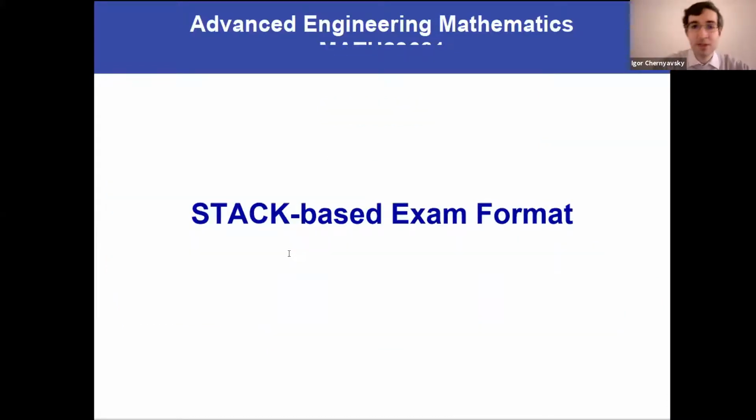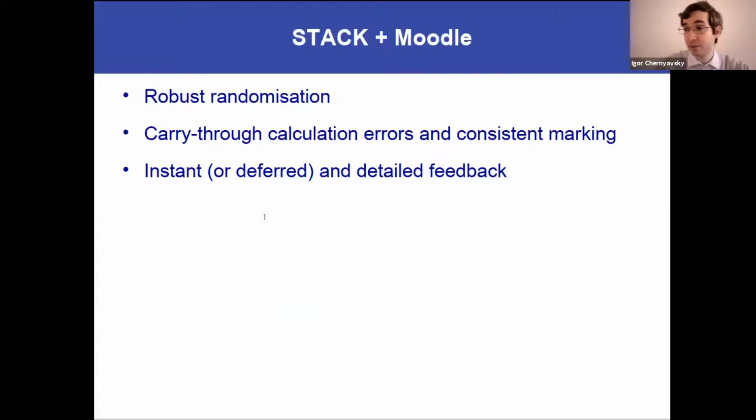So the exam. Again, I wouldn't talk too long about STACK, as I think many of you are familiar with it, but I'll just highlight some of the features which are important to us. So first of all, it's robust randomization. We want to make sure that we have quality control of questions, but at the same time random enough for a large cohort.